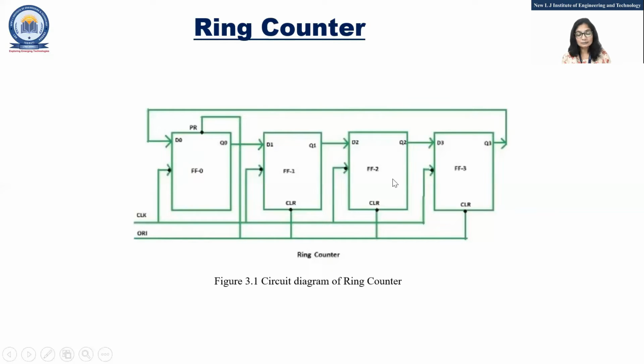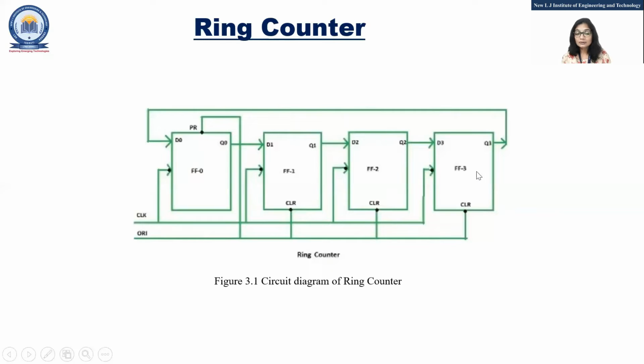Now in the third clock pulse, what happened? This 1 is shifted here at D2. So if D2 is 1, Q2 will be 1. But at the same time, Q3 is 0, so this 0 is shifted here, and Q0 is also 0. It is given to D1, so Q1 is also 0. So in the third clock pulse, we are getting 0, 0, 1, 0.